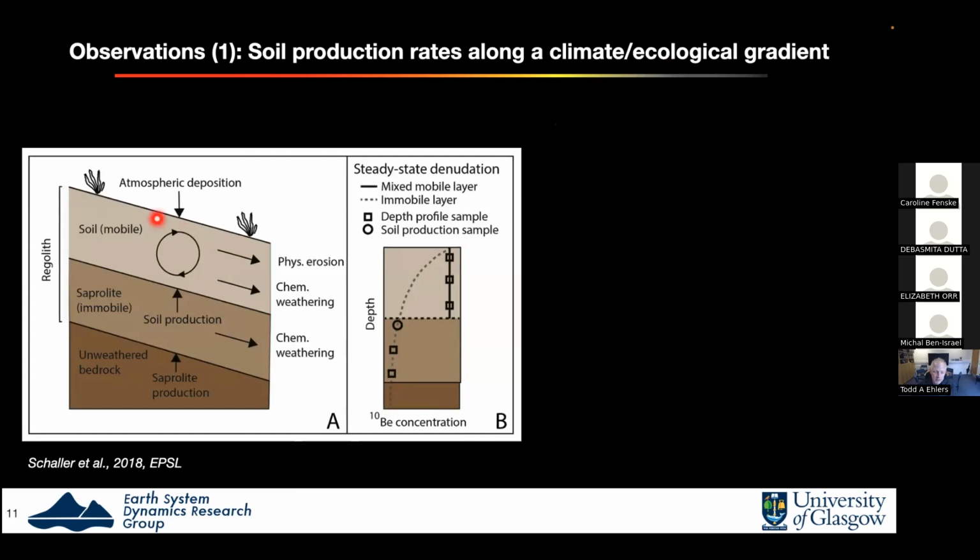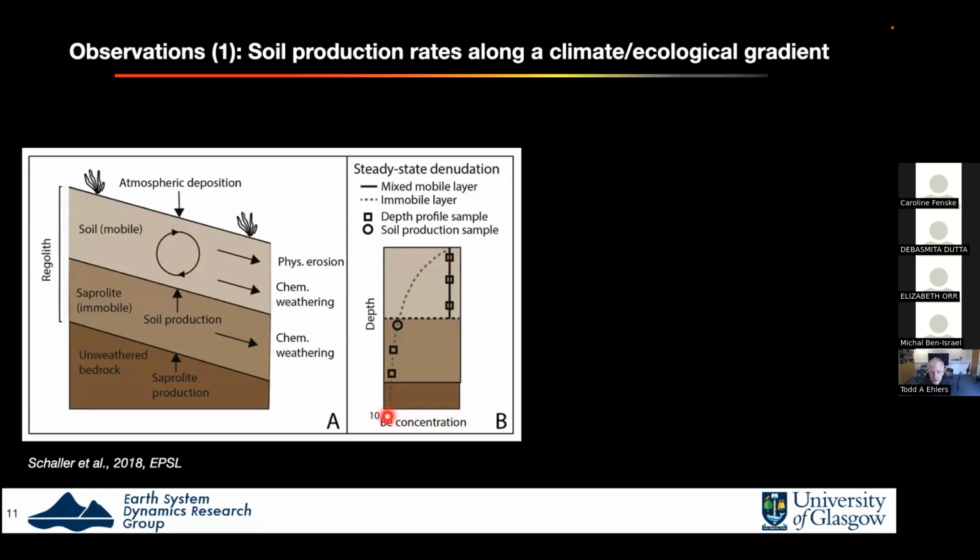So if we take an idealized diagram here of a land or soil profile, you have a variety of different processes active here that are leading to its evolution: the physical erosion, chemical weathering occurring at depth, both laterally and otherwise. And we're constantly producing bedrock down here that is going into saprolite and then eventually becoming a mobile soil layer.